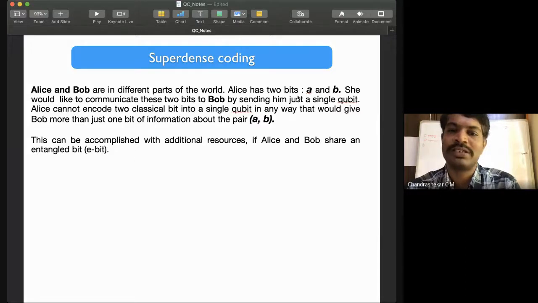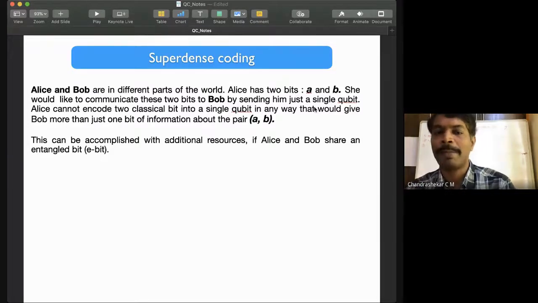Alice has 2 bits, and we are talking about classical bits here, to begin with. Alice has 2 bits. They can be represented as A and B. It can be 0 0, 0 1, which are binaries, right? It's not a quantum state: 0 0, 0 1, 1 0, any of the possible configurations. She would like to communicate these 2 bits to Bob by sending him just 1 single qubit. And that is how this problem is defined. So to send 2 classical bits, you have to send 2 qubits.